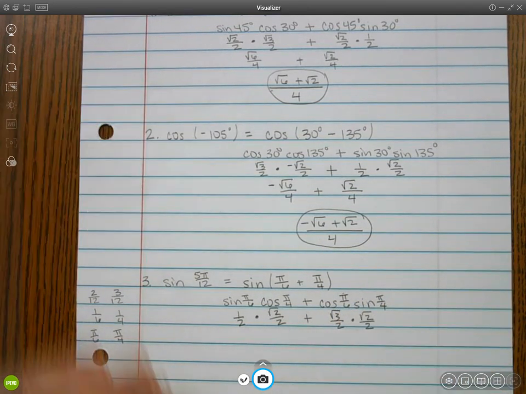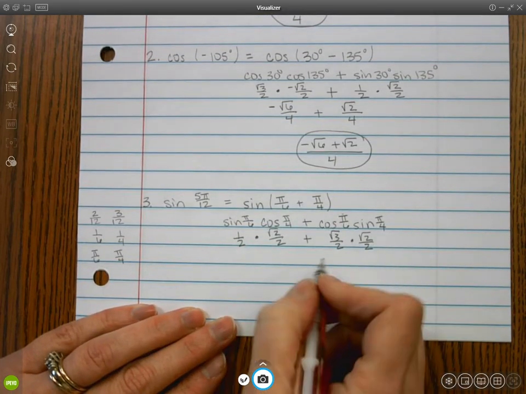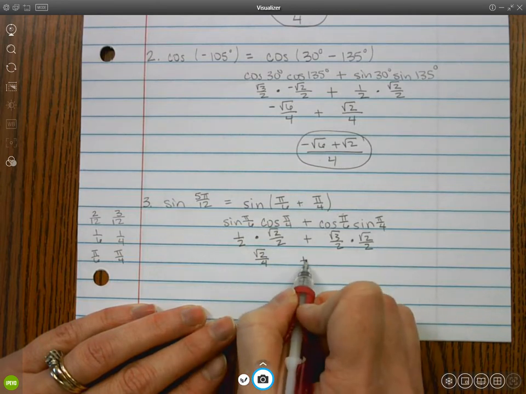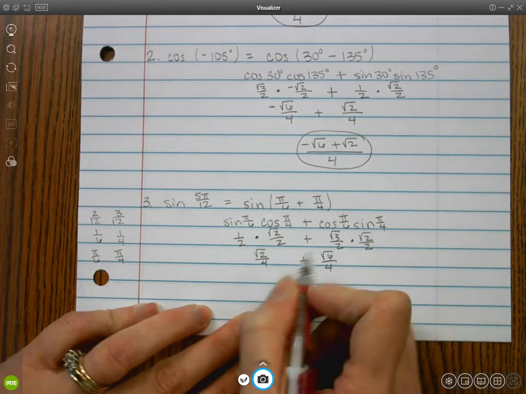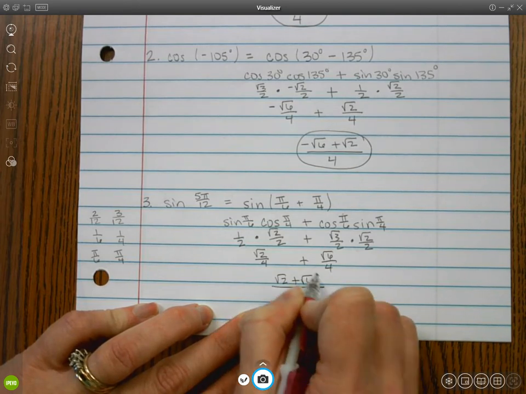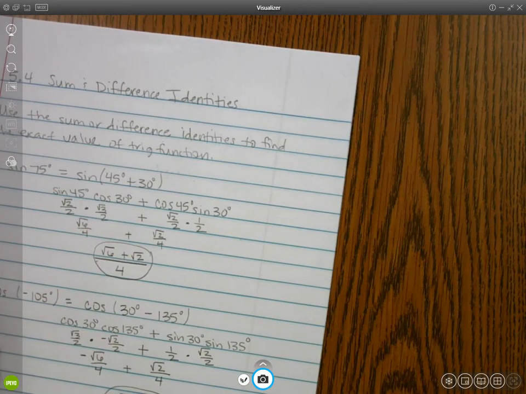And again, you can look all of those up on the unit circle. Remember, sine is the y, cosine is the x of the ordered pair. So we get root 2 over 4, and we get root 6 over 4. So our final answer is root 2 plus root 6 all over 4. All right, now for a tangent.